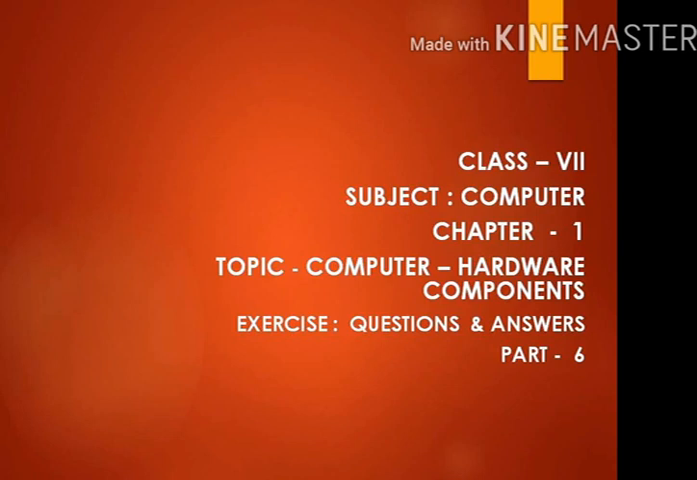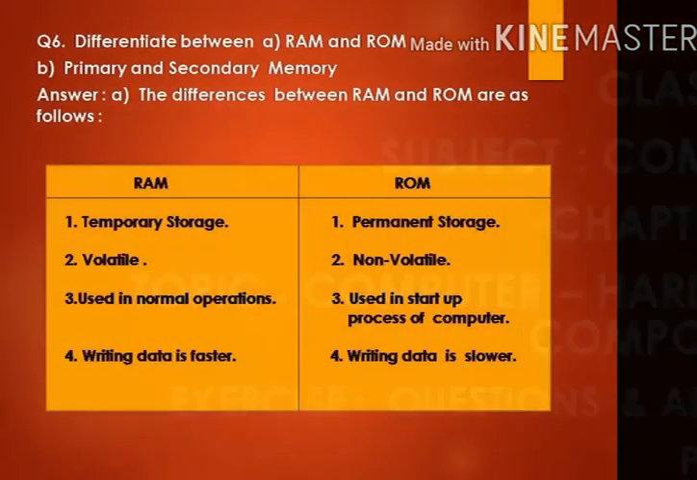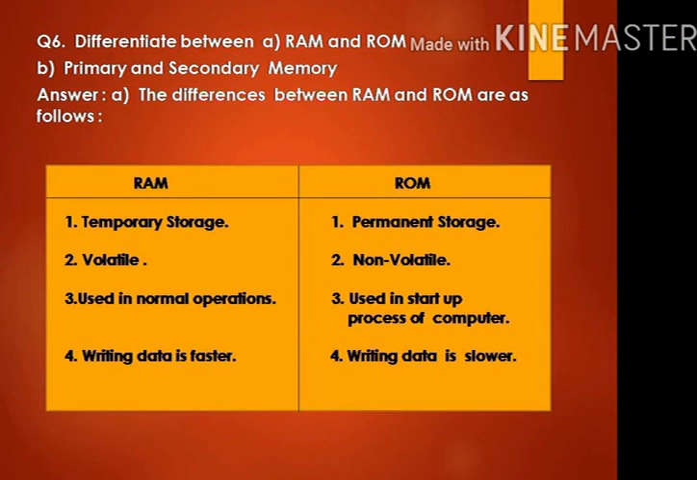The topic name is Computer Hardware Components, Part 6. The next slide contains some questions and answers. Question number 6. Differentiate between: A, RAM and ROM; B, primary and secondary memory.